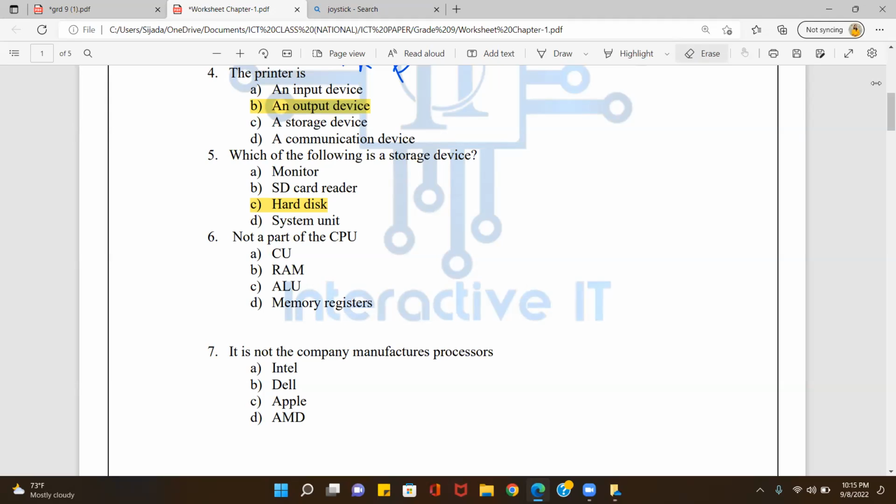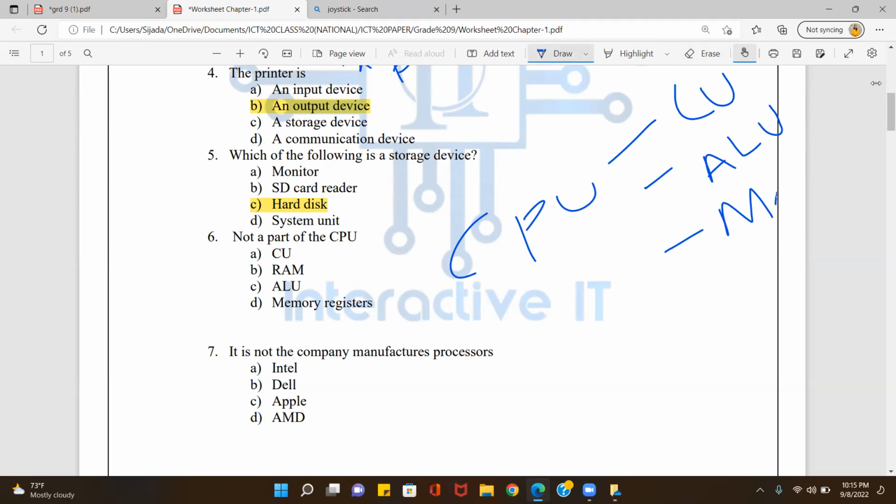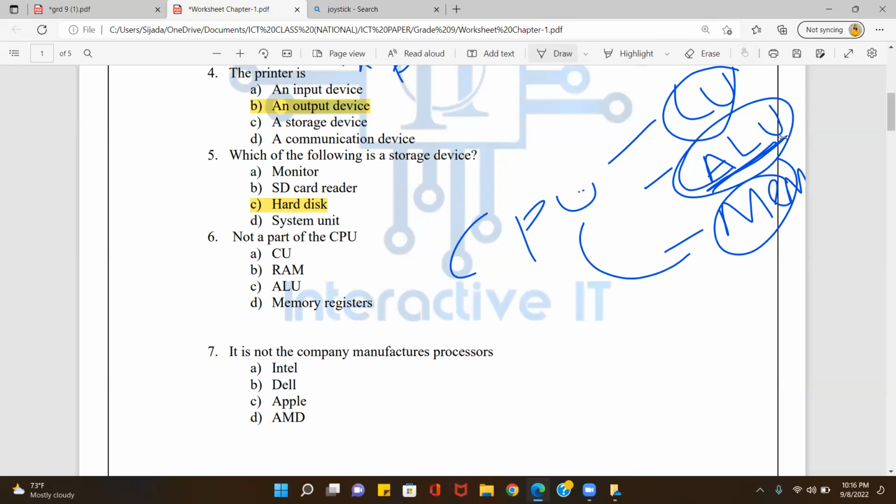Like that, a CPU also has three parts, namely CU, which is the control unit, then ALU, the arithmetic logical unit, then the memory register. CU controls all the devices connected to the computer. ALU does all the mathematical calculations. When you give a computer a mathematical calculation or anything, it is done by the ALU. Memory register is like our brain, where when we are hit at the back part, we forget everything. Like that, the CPU's temporary brain is the memory register.